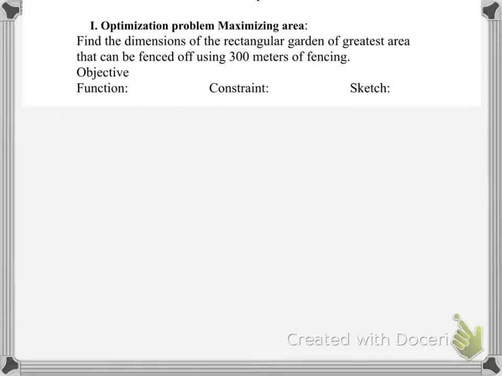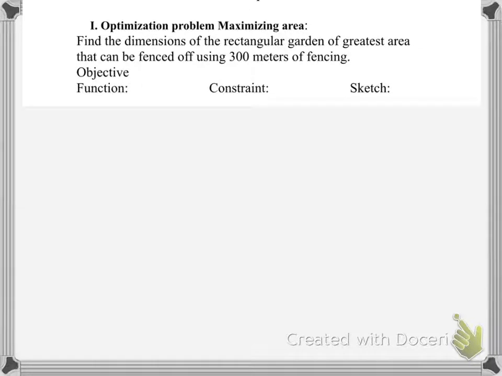Okay, here is a typical optimization problem. This says optimization problem, maximizing area. So I already know that that's my objective. Let's read the problem. Find the dimensions of the rectangular garden of greatest area that can be fenced off using 300 meters of fencing.